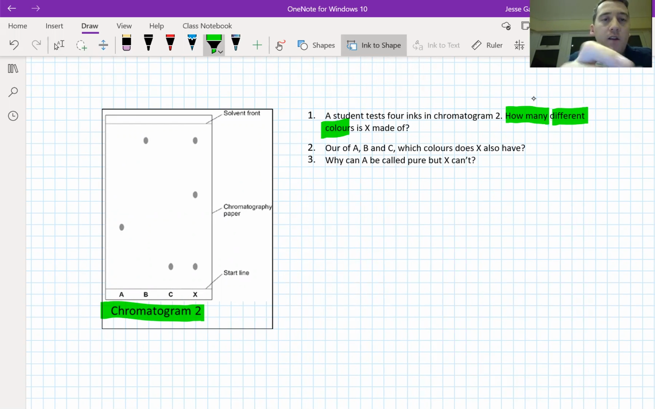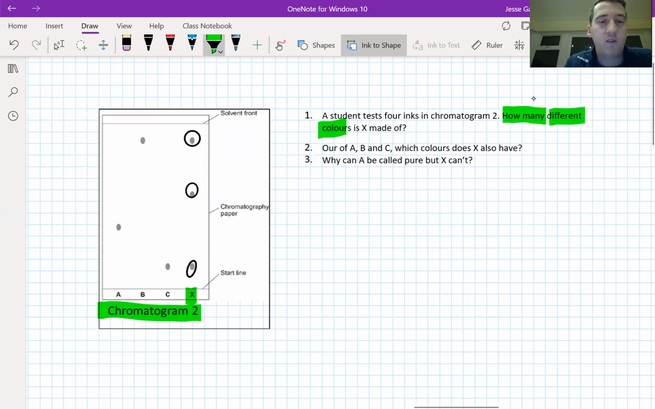Okay, I'm hoping that you see that because X has 1, 2, 3 spots, here's X. Here is X, and it's got 3 spots, so it's got 3 colors. So X is made of 3 colors is a full sentence there.